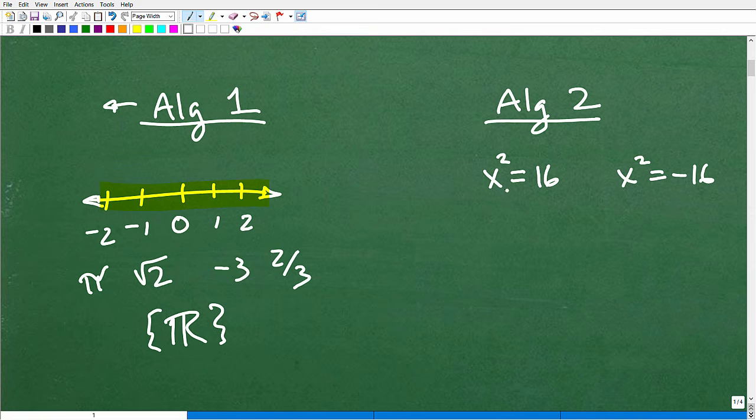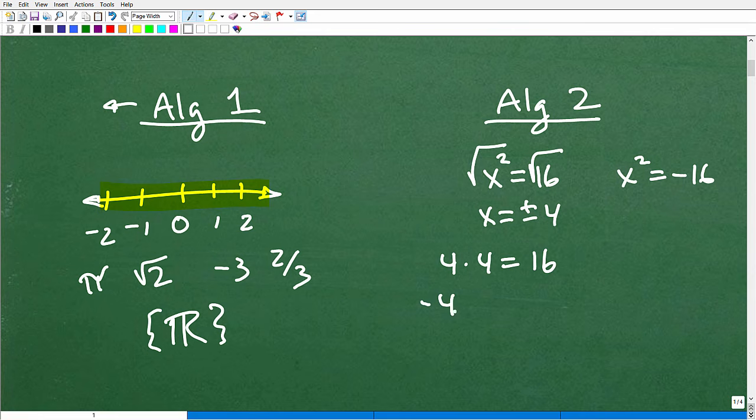So this equation, x squared equals 16, I'm saying what number times itself is positive 16? The way we solve that, we just take the square root of both sides and we get x is equal to plus and minus 4. Because a positive 4 times a positive 4 is positive 16, and negative 4 times negative 4 is also positive 16. So what number times itself is positive 16? Well, positive 4 and negative 4.